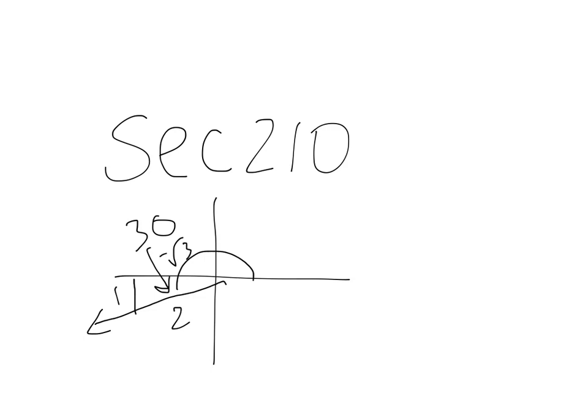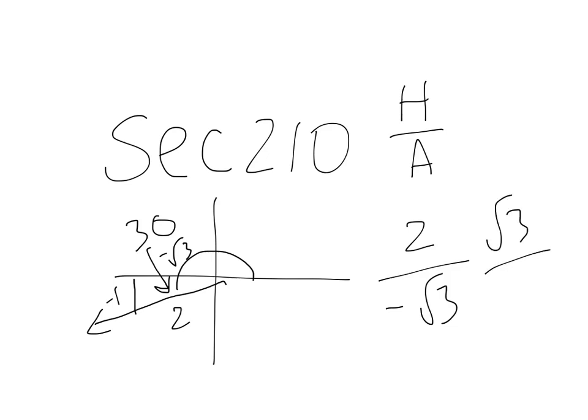Now remember, that's got to be negative and that's got to be negative because it's going to the left and it's going down. Secant. It's in the third quadrant. That's negative. Secant being hypotenuse over adjacent, the hypotenuse is 2. Adjacent is negative root 3. Oh, yes! I get to rationalize. So I get negative 2 root 3 over 3. Don't forget that negative out in front.